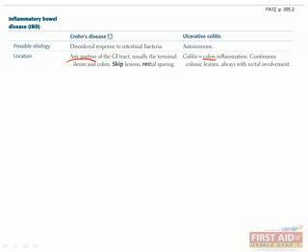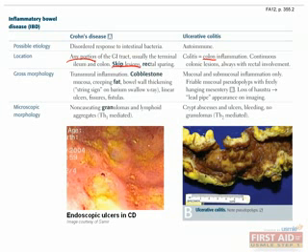Crohn's disease also has skip lesions, meaning that you can have an affected area, then a normal area, and then another affected area. This is another really important feature of Crohn's disease. The rectal area is spared, whereas in UC the rectal area is always involved.